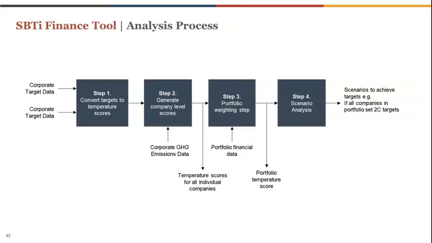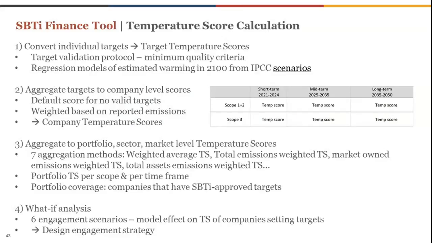This is just a schematic of that: we convert targets to temperature scores. We generate a company level temperature score, as many companies do have multiple targets. So we aggregate them up on a company level, and then we aggregate those companies' targets up to portfolio level, to get the current state of your portfolio. Then you can run this tool and use scenario analysis solutions within the tool in order to see what you need to do to reach a target if you're not already there. This is essentially the same thing, just with a little bit more detail around that. Have a look at that later when we send out the slides.